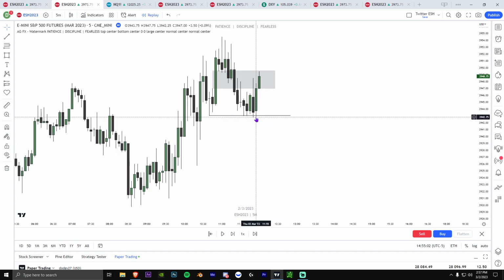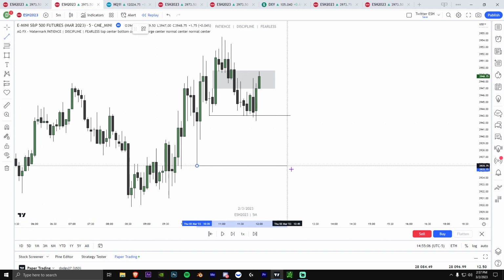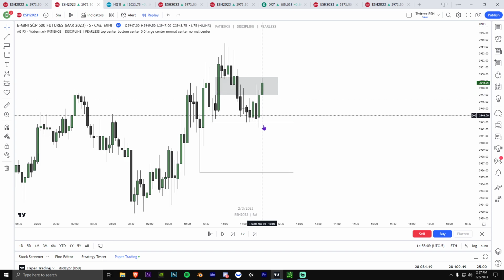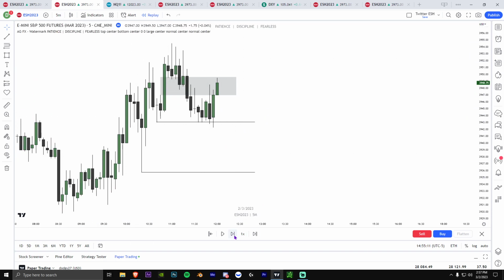Obviously, if this would have been a partials, and your target probably would have been down here too, but you would have just got stopped to break even. Once you rejected and hit some sort of obvious low, I kind of disregarded after that.